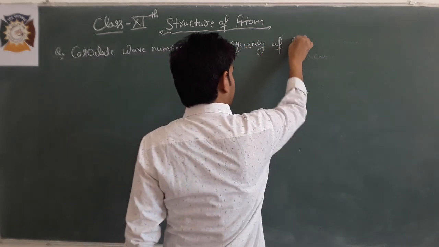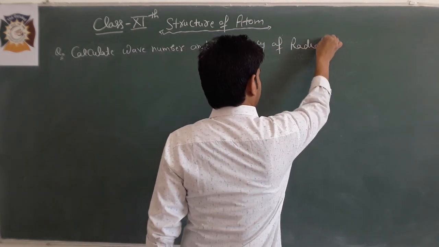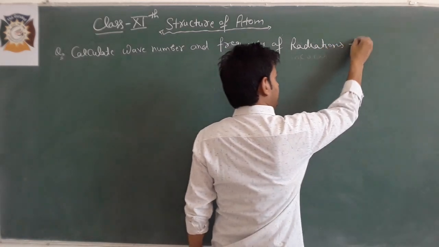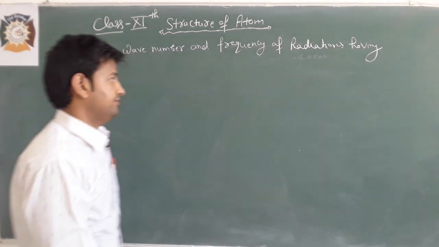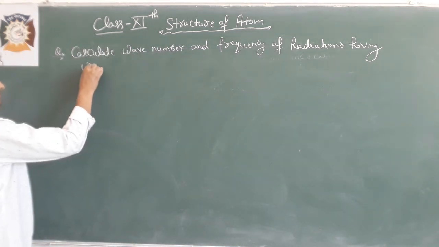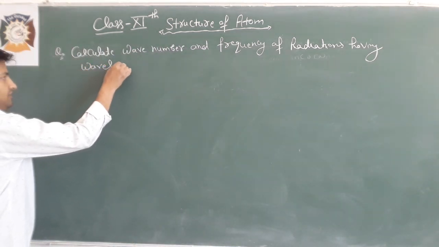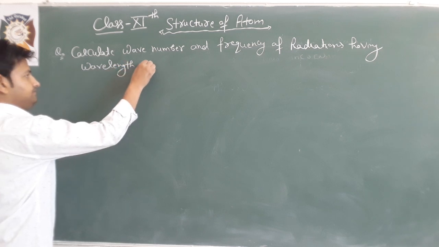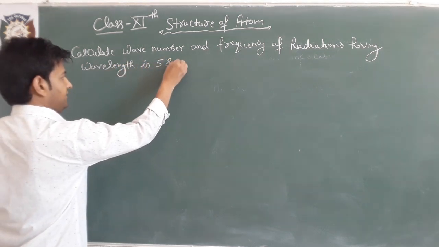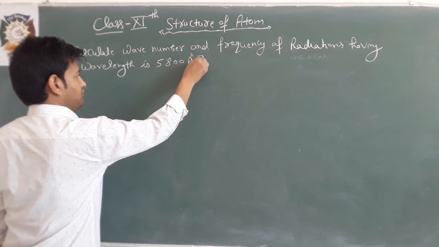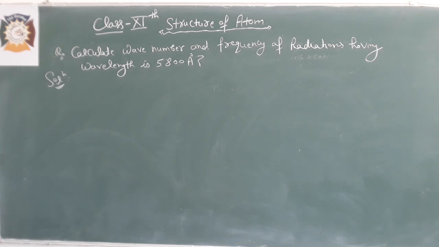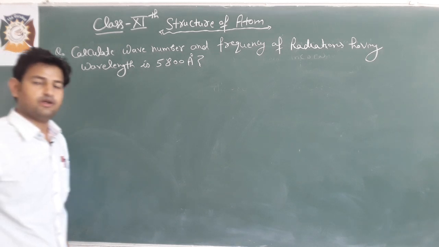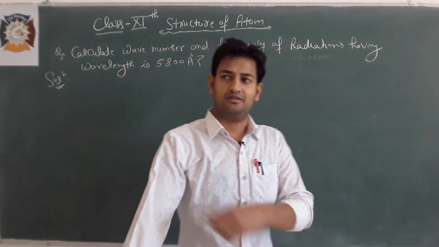Frequency of radiations having wavelength 5800 angstrom. We have given the wavelength of the radiation. You have to calculate wave number and frequency of the radiation.